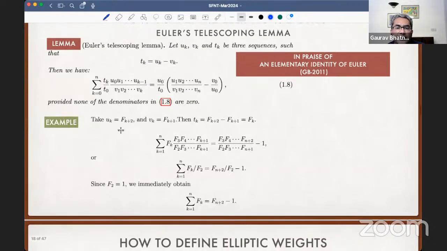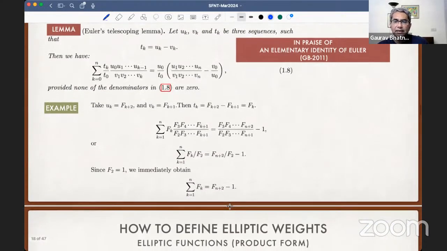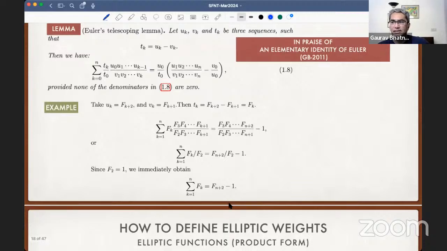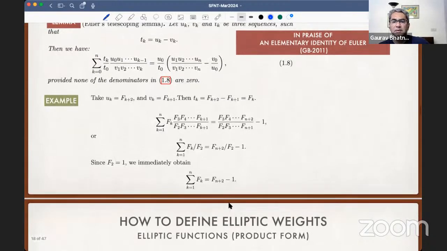And here's a proof where if U_k is F_{k+2} and V_k is F_{k+1}, then we get this identity: the sum of the Fibonacci numbers is F_{n+2} minus 1. So more or less all Fibonacci identities can be proved using Binet's formula, but many of them can be proved by telescoping too. And in fact, any identity of a certain kind can be proved by telescoping. I'll show you what I mean by that.